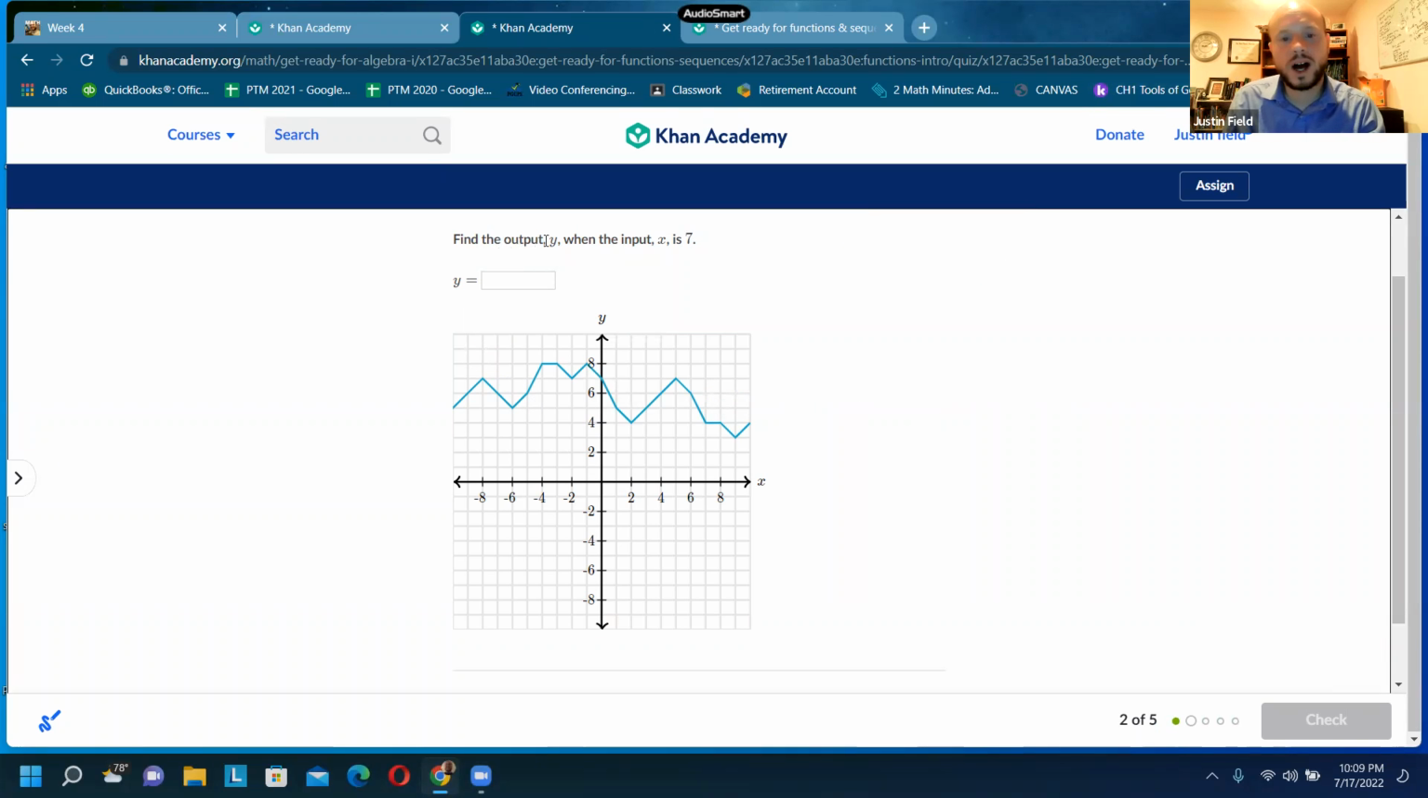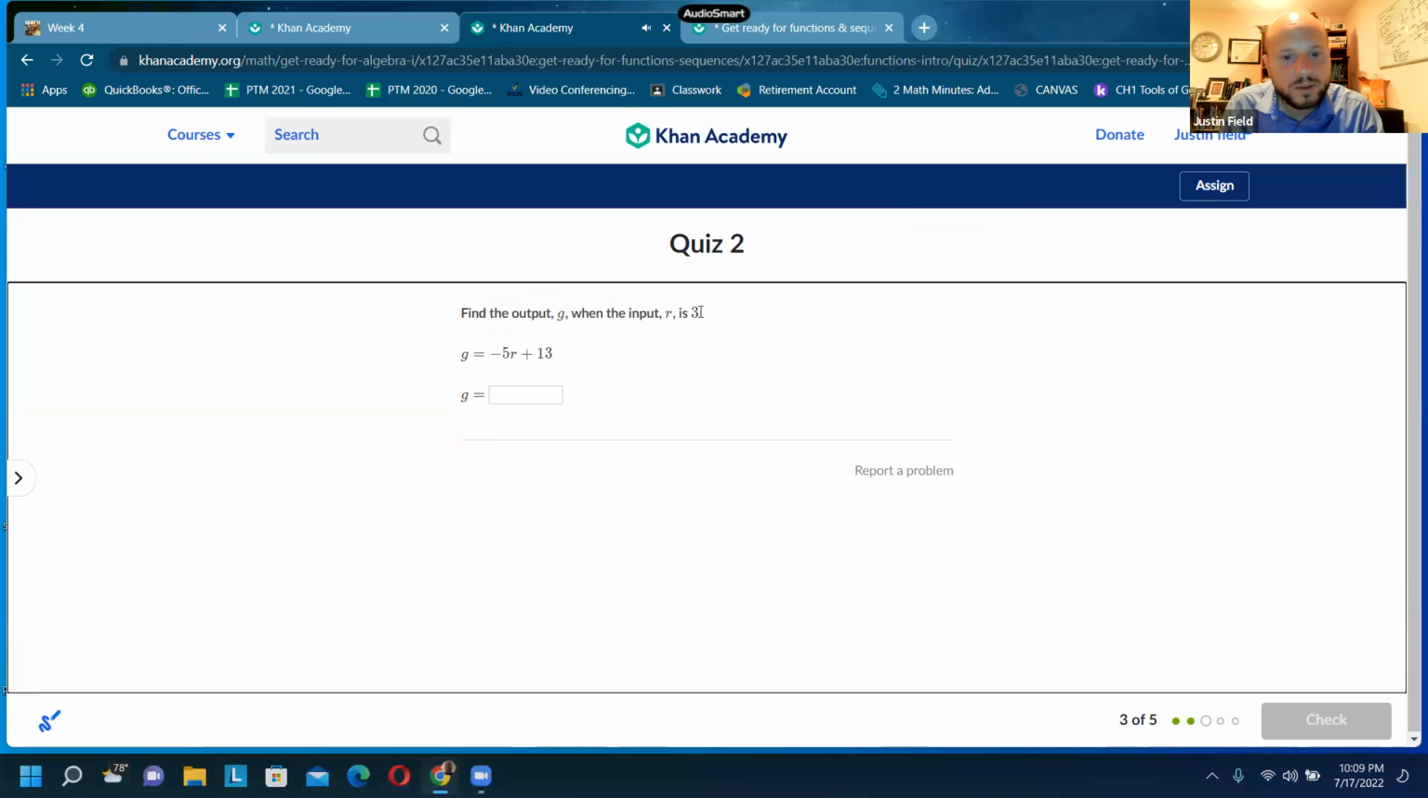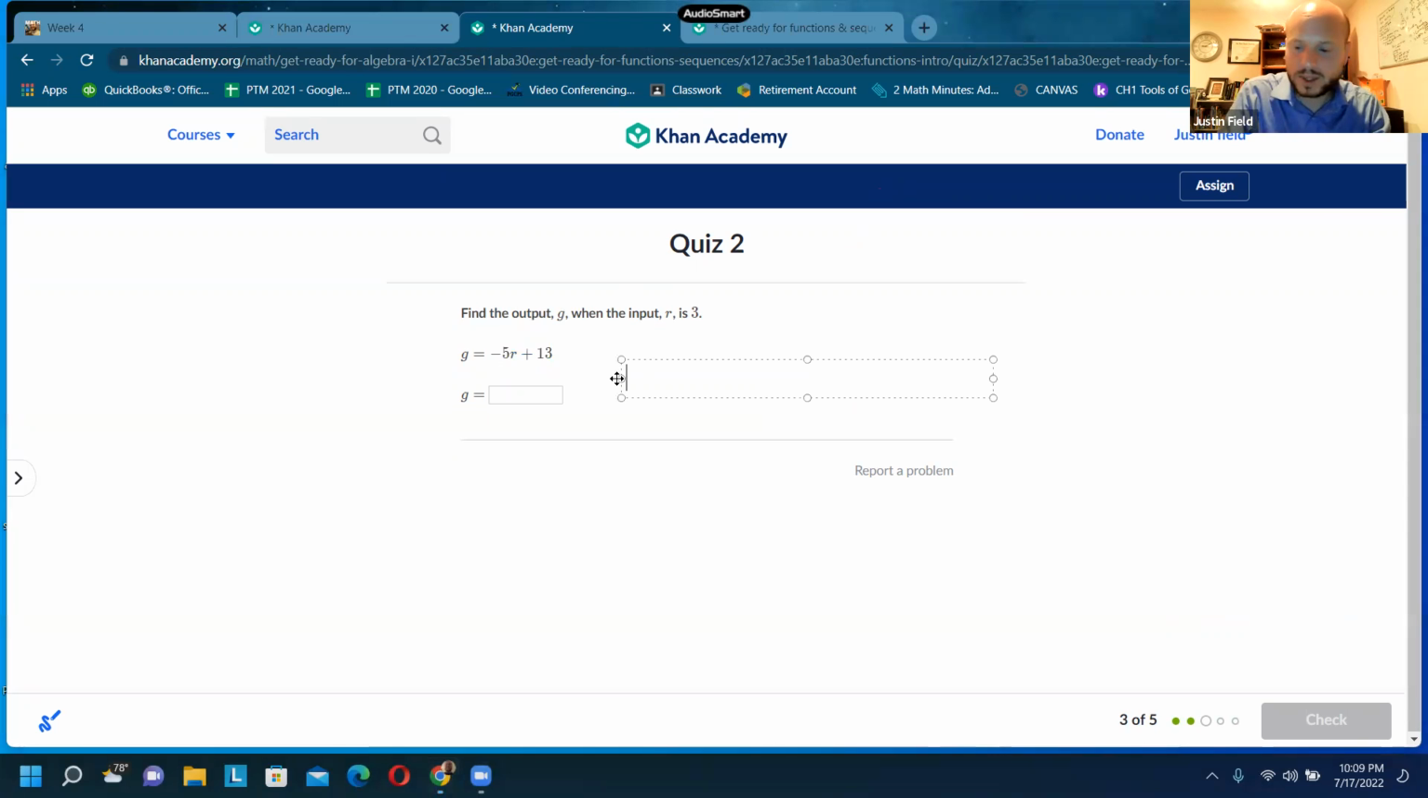Find the output y when the input x is 7. So just go to 7 and look up, and the y value for 7 is 4. Find the output. Oh, if they give you an equation, just substitute it in. So we would just say -5 times 3 plus 13 should be -15 plus 13, which is -2. I felt like typing that one.